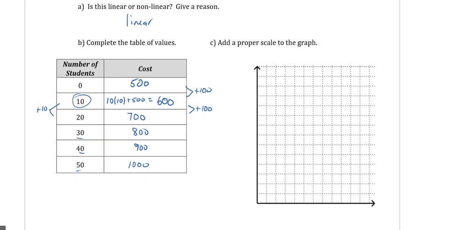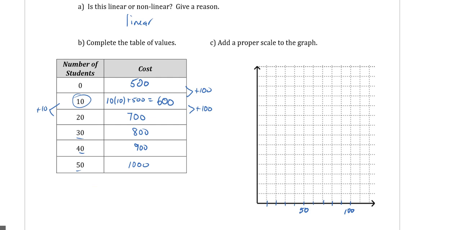Add a proper scale to the graph. So what do we want to count by? I think I'm going to count by tens across the bottom. So 10, 20, 30, 40, 50, 60, 70, 80, 90, 100. If you can, it's nice to go past your table so that I can see more values when I graph it.